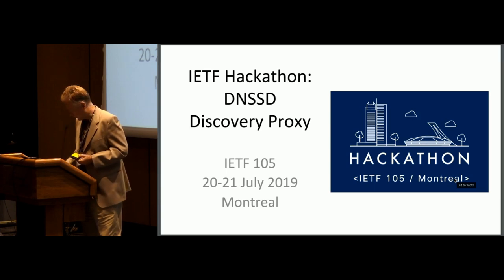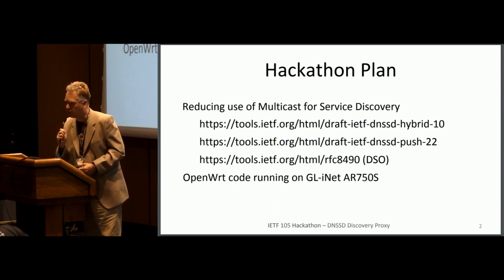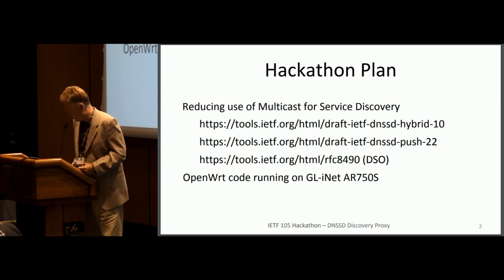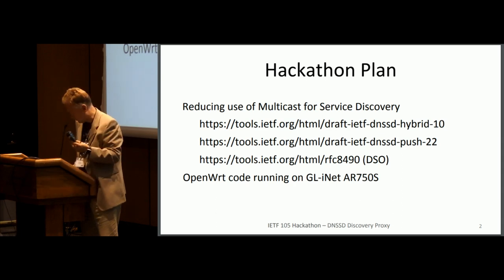Hello, I'll make this really fast. So we're here working on making discovery work with less reliance on multicast because multicast is slow, it's unreliable, it's wasteful of shared wireless spectrum. There's a list here of the drafts. The discovery proxy is based on the hybrid draft, which uses DNS push notifications, which in turn builds on DNS stateful operations. We've been building code for OpenWRT, running on these little GL INET AR750S little pocket gigabit router.